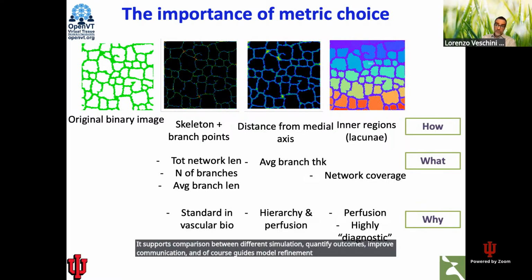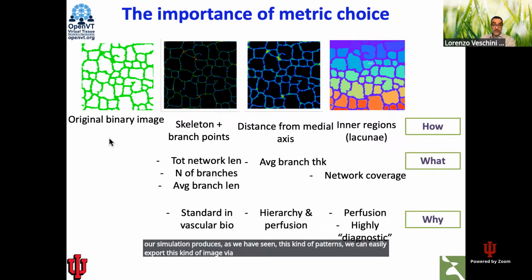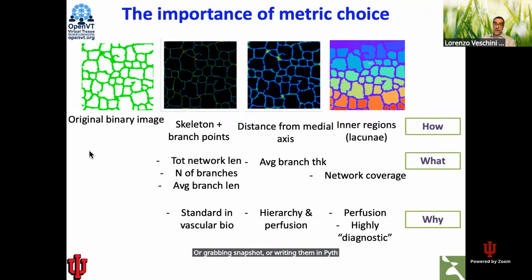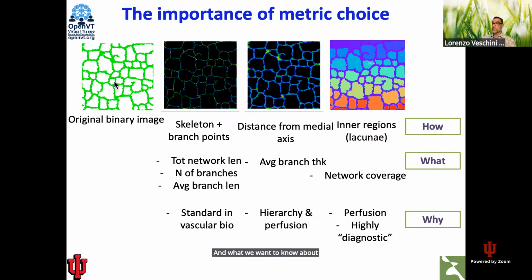In our case, our simulation produces, as we have seen, this kind of pattern. We can easily export this kind of image via the built-in system in CompuCell3D, or by grabbing a snapshot, or by writing them in Python. So this is an example of an image that might well be a direct export of CompuCell. And what we want to know about our blood vessels is which metrics are interesting.